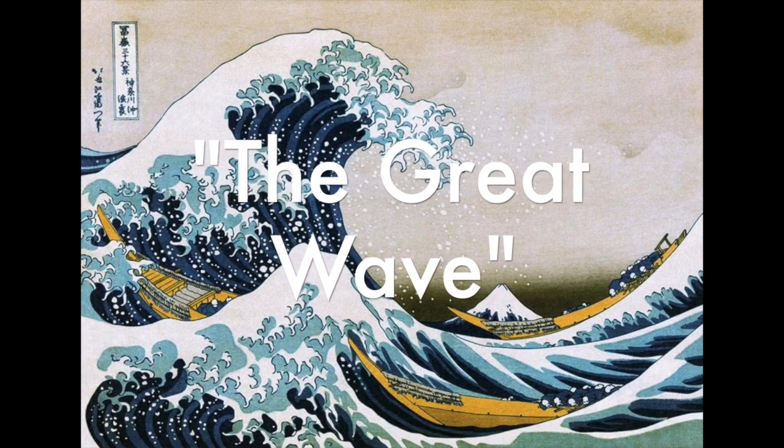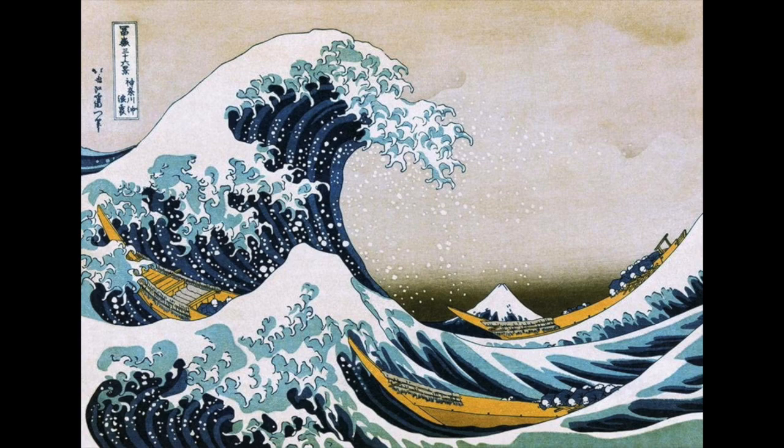Now you might be wondering, what kind of artwork is this? It's not actually a painting. It's from a series of woodblock prints, and the series is called 36 Views of Mount Fuji. Because of the popularity of this one piece, though, it became known as the Great Wave, and it was created by a Japanese artist known as Hokusai.